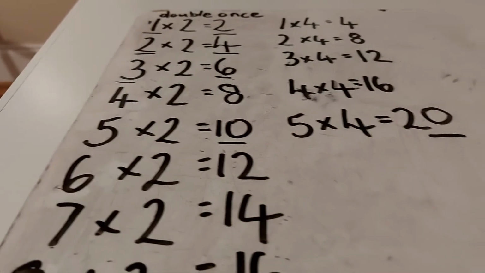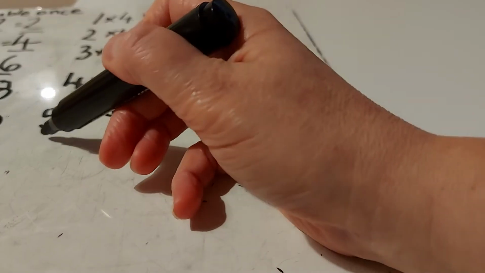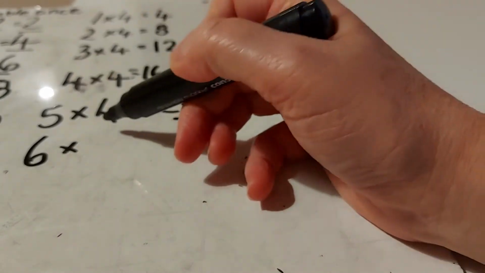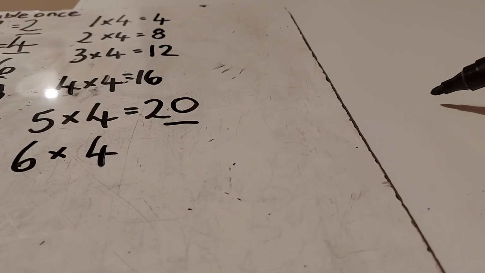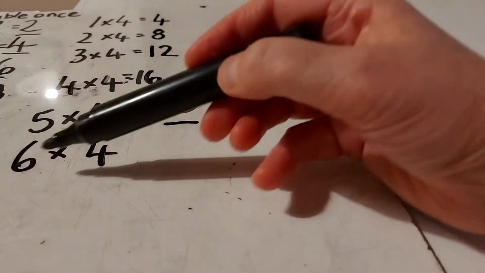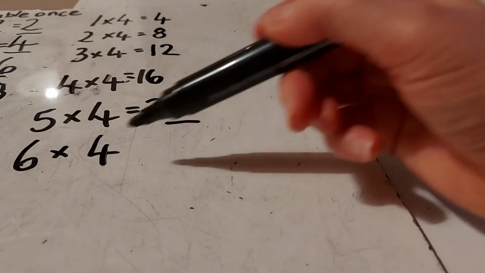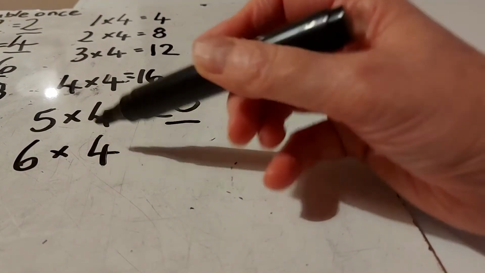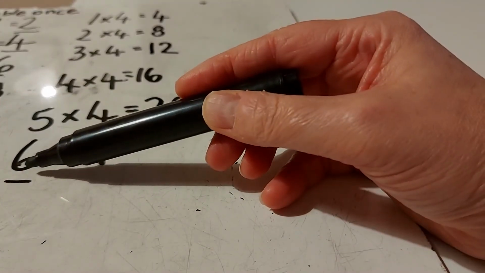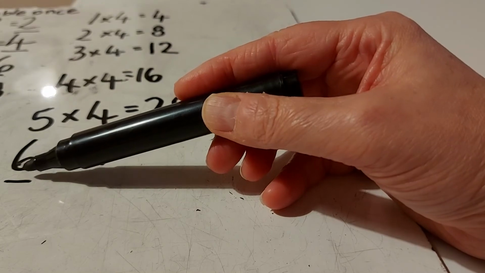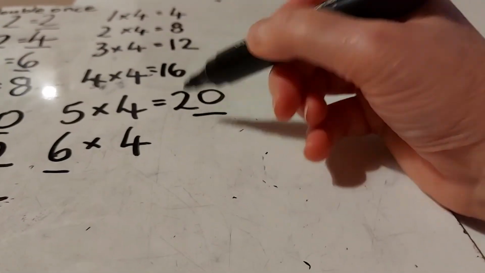If you don't have the 2 times table out in front of you, and it was 6 times 4, previously when we were doing the 2 times table, we doubled once, and it was the 6 that we doubled once. 6 add 6 is 12. Because you're now doing the 4 times table, you're doubling this number twice. So 6 add 6 is 12, and then we double 12, which becomes 24.